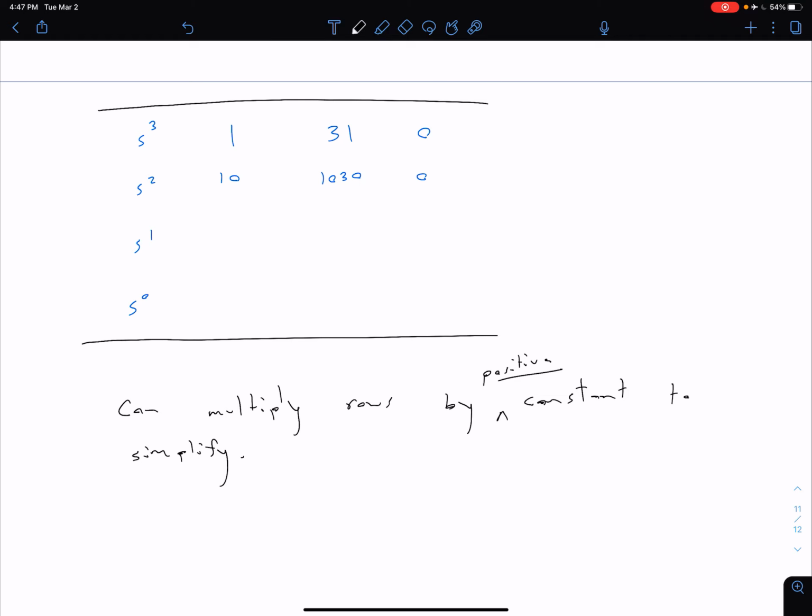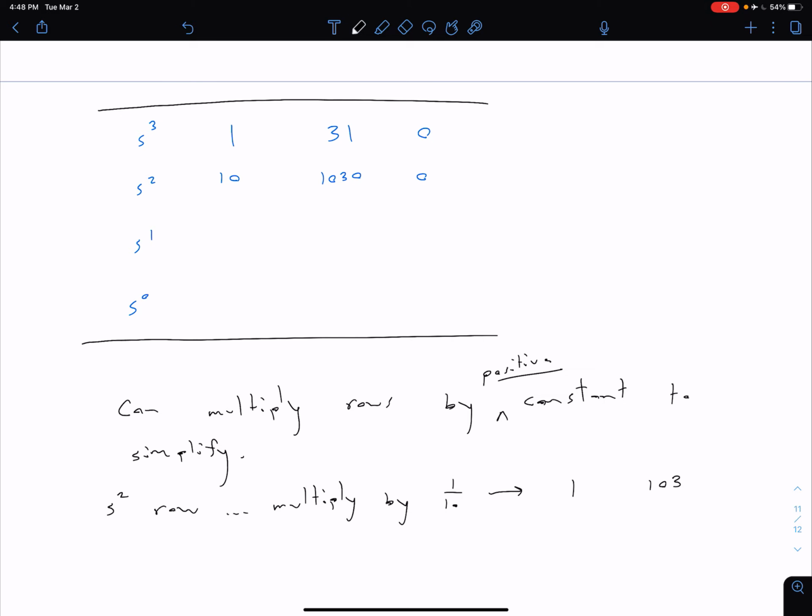The reason I mention that here is we can actually make things a little bit easier with this second row. So instead of second row, let me say my s squared row. If we wanted to, we could multiply by 1/10. So if we multiply that row by 1/10, the 10 is going to become a 1, and our 1030 is going to become 103. And so again, that just makes it so we're dealing with a little bit smaller numbers. We don't have as many of these zeros floating around, but we don't have to do that.